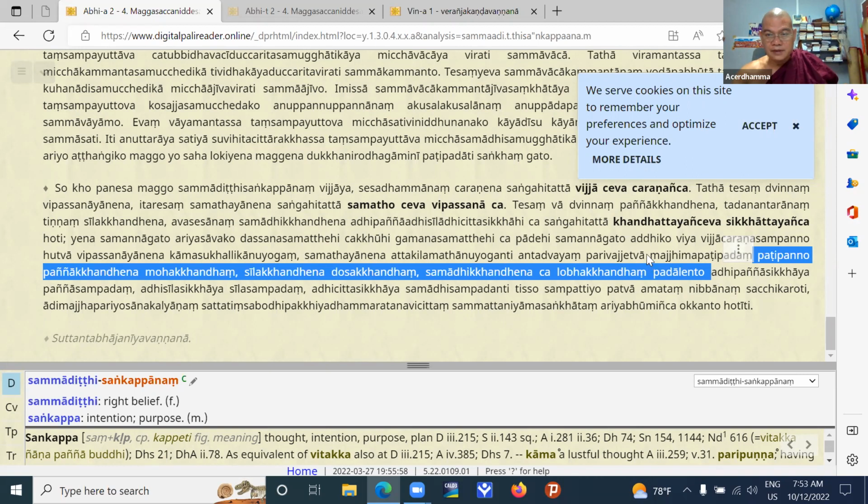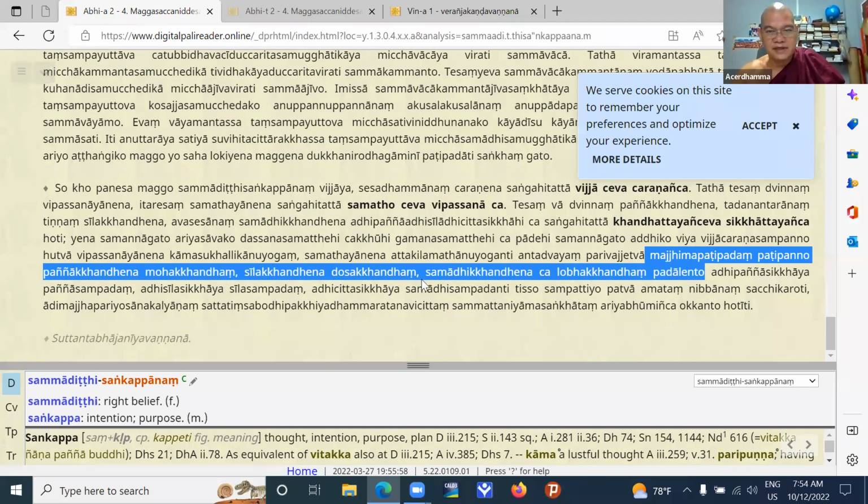Majjhima paripanno, the one who follows it. Panya khandena moha khanda padalito. Moha khanda, the darkness of moha. Panya khandena moha khanda padalito: remove the darkness of moha by panya khanda.